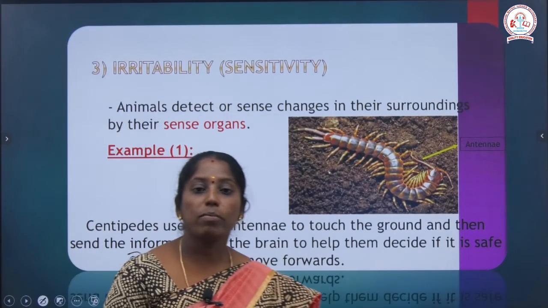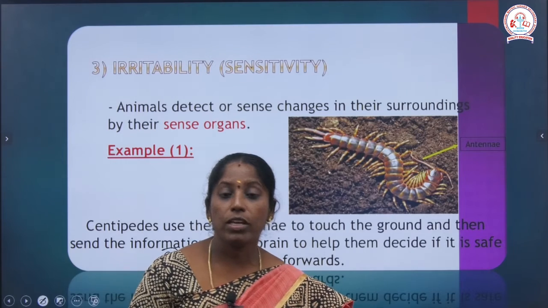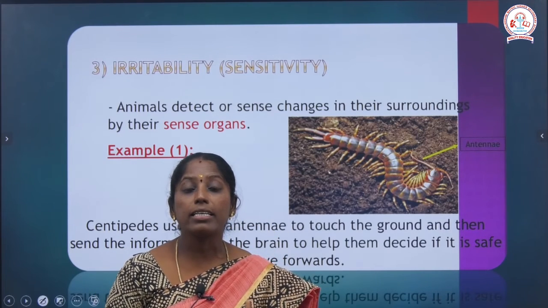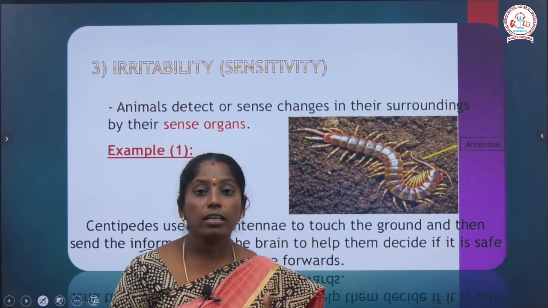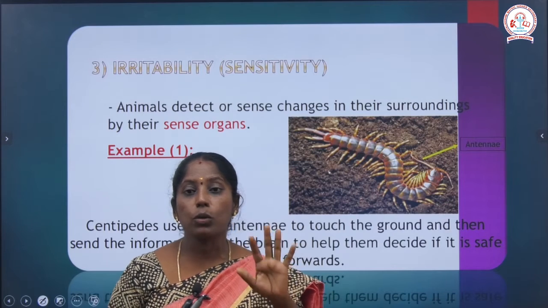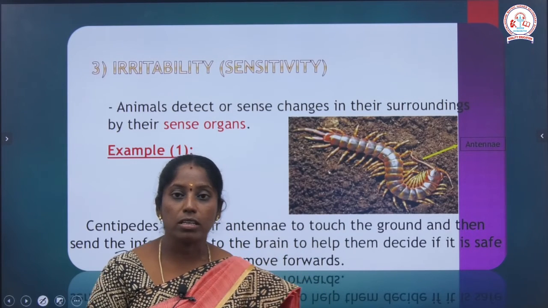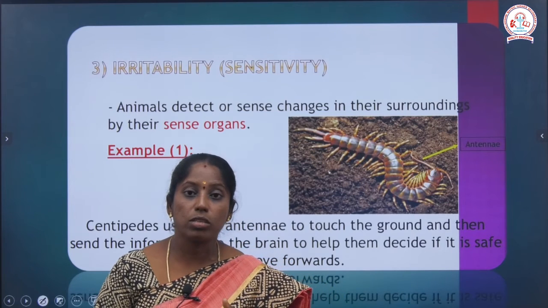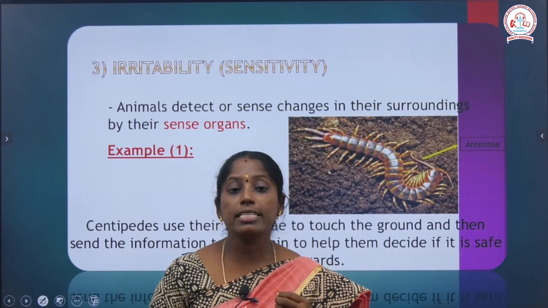Irritability. I told you before, sensitivity. We have sense organs. We have 5 sense organs. We know that eyes, nose, tongue, ears and skin. We can touch any object, a hot object or a cool object, and suddenly we can take our hand away from it. That sense we have. Okay, children, the same goes for all animals. So that we can call sensitivity.